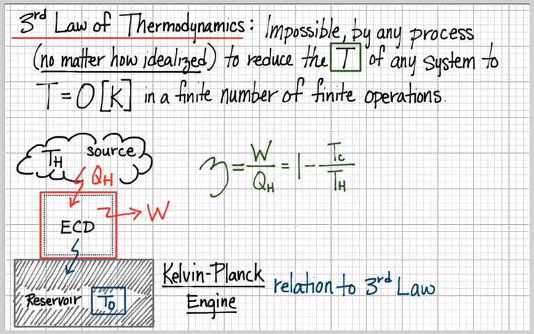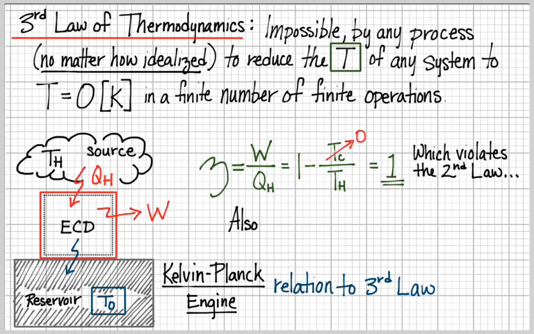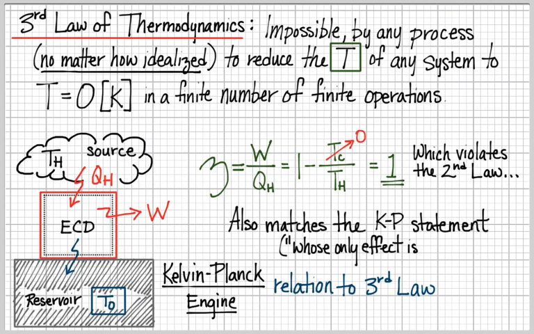So if I look at the efficiency of this system, the work that I produce relative to the Q hot is still going to be 1 minus T cold over T hot, in fact. But what's the temperature of T cold supposed to be? 0 Kelvin, right? Well, 0 Kelvin would mean 100% efficiency, 100% work. 100% work is a Kelvin Planck engine, which is impossible. So the third law of thermodynamics couples directly into the second impossible thing you can do in thermodynamics.